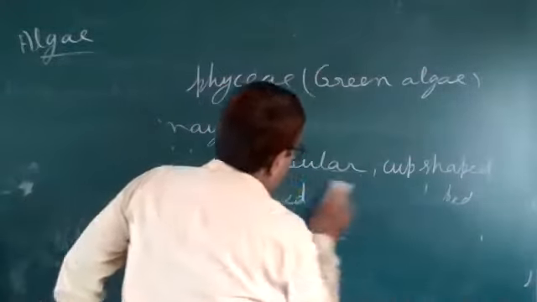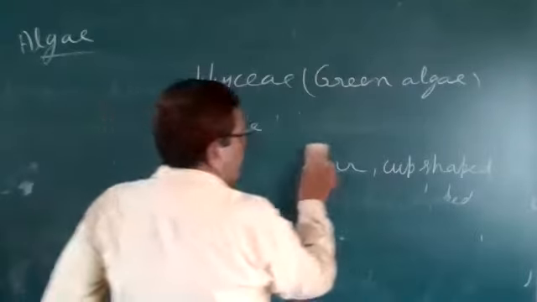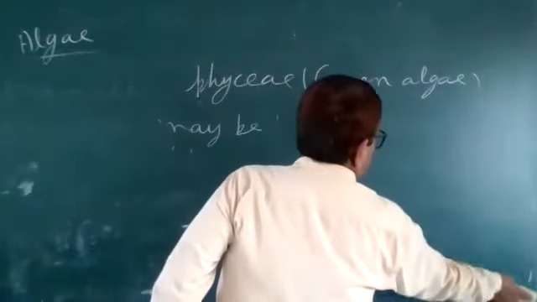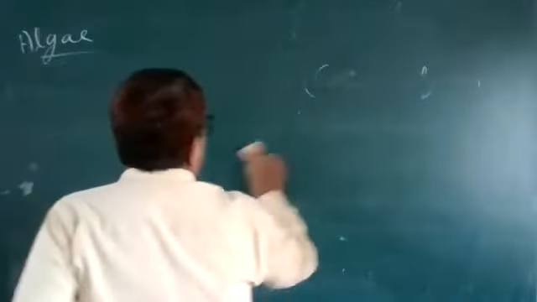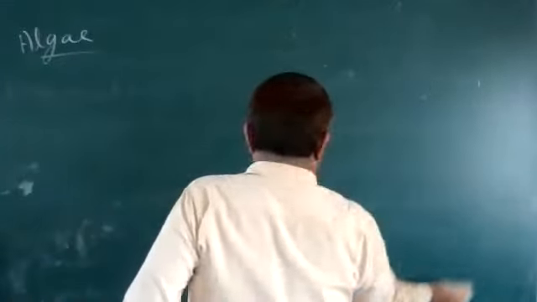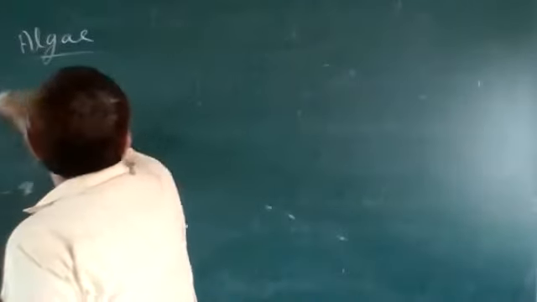How does reproduction take place in algae? They reproduce by all three types: vegetative, asexual, and sexual.